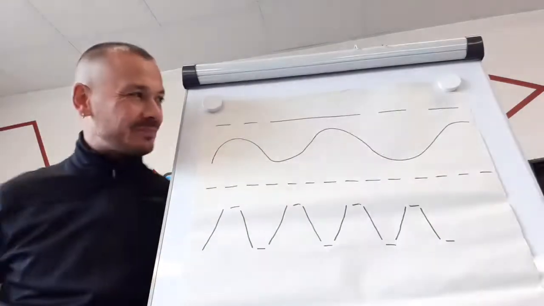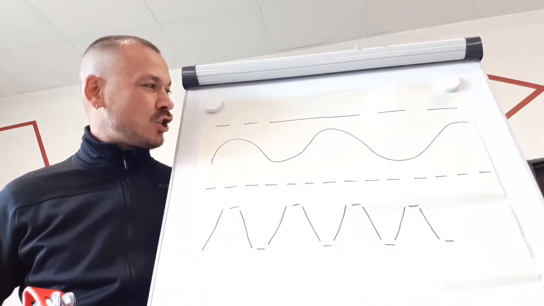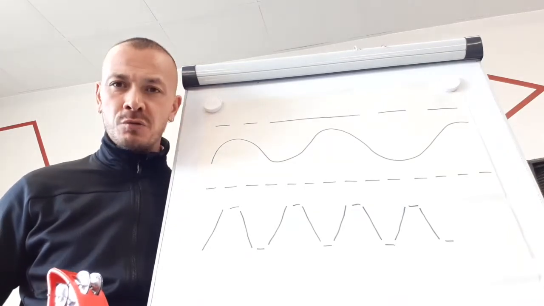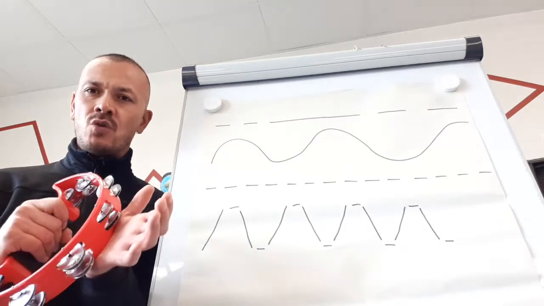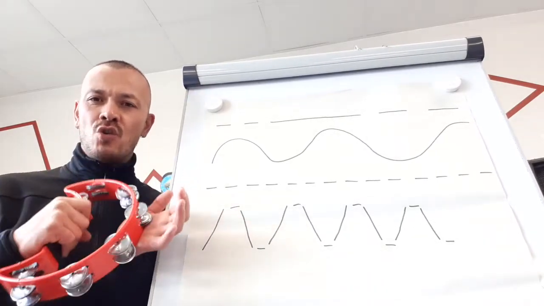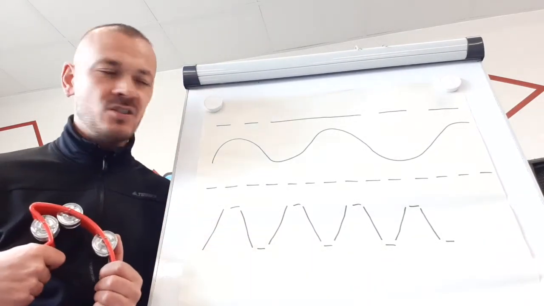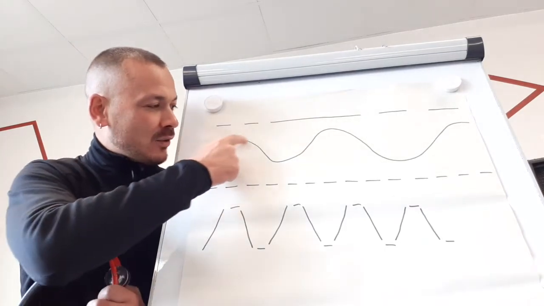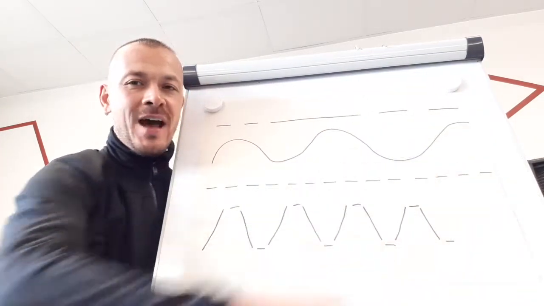So the top one, short, short, long, short, short. Well, I'm going to play that. Short, short, long, short, short. Okay, nice and straightforward. Now, this wavy line, what could that be?